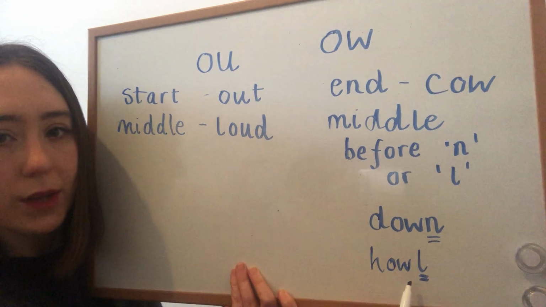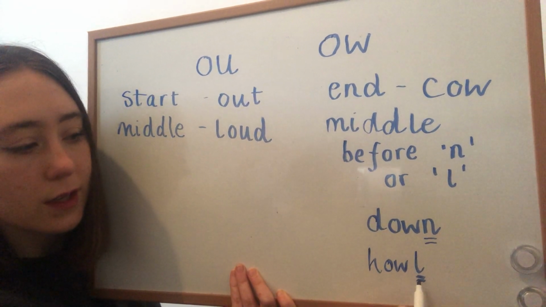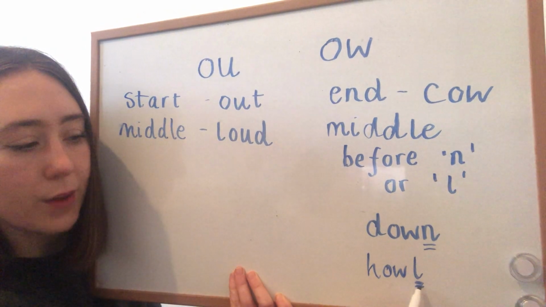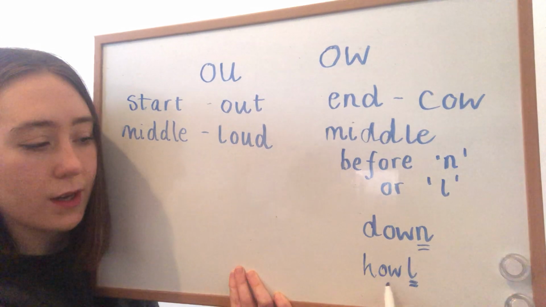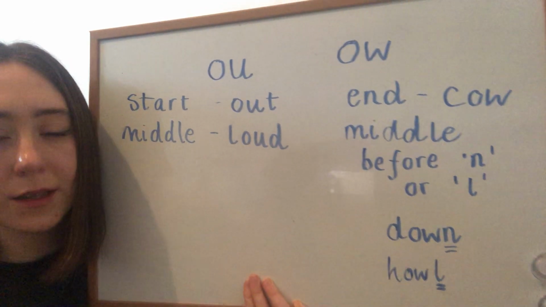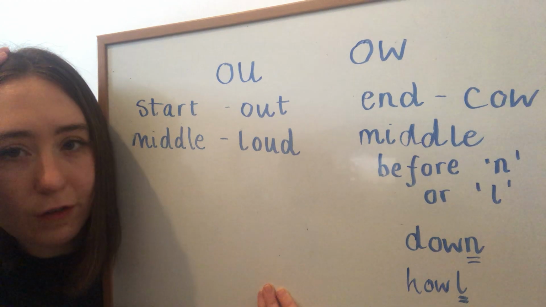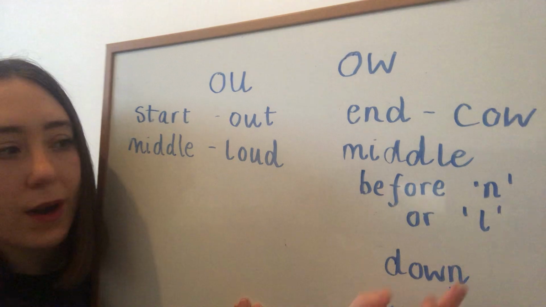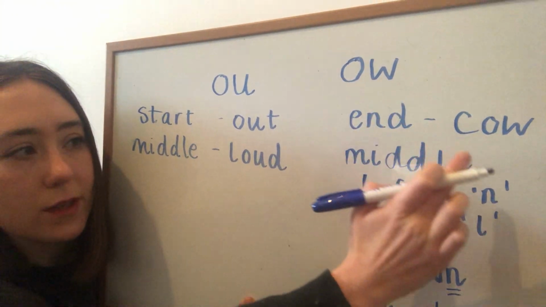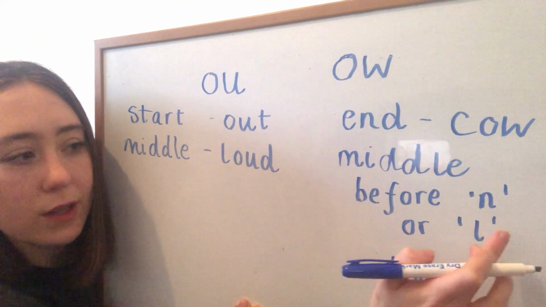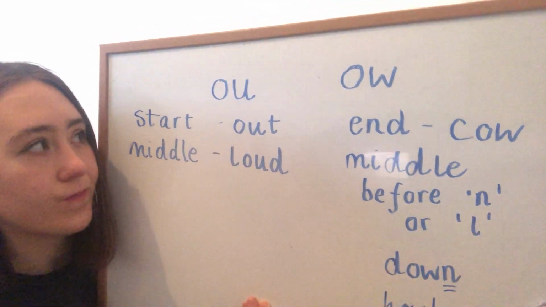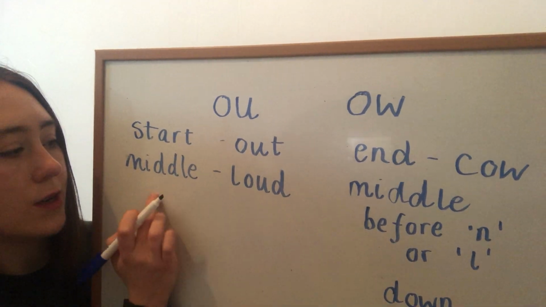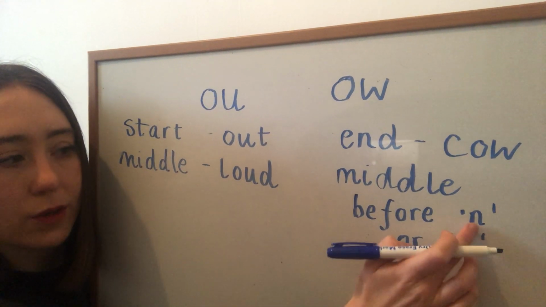Or in the word howl, the last letter is l. It's come after the ow sound, which is an ow. So we have h, ow, l. So this can be a little bit tricky to get the hang of, but the more practice you get, the easier it will be to remember that the ow is normally at the end or in the middle if it's before an n or an l. And ou is normally at the start or the middle if it's not followed by an n or an l.